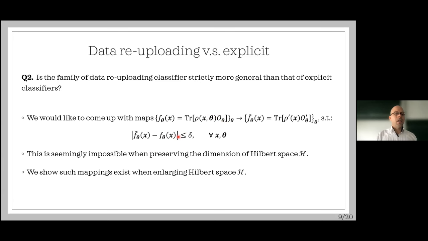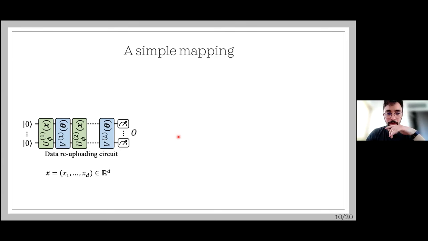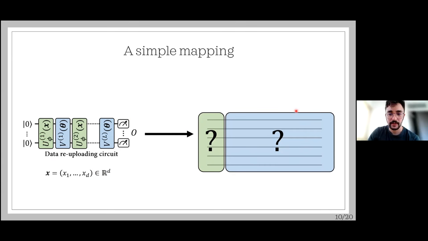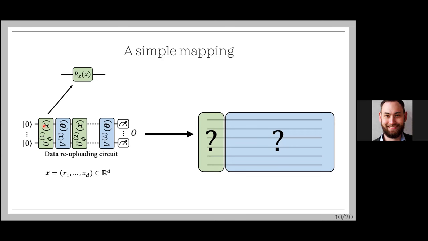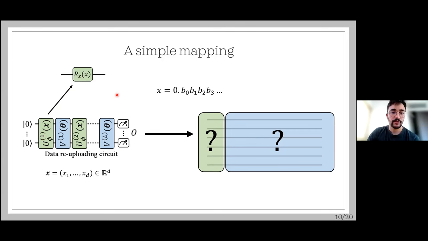As I said, I will start with a very simple mapping that I hope will convey the general idea behind what we try to do here. We start with a data reuploading circuit and we want to express it as an explicit classifier. The first part of the circuit is just encoding data, and the second part is variational processing and measurement. Consider, for instance, that in your encoding circuit the encoding gates are just single qubit rotations, R_θ of x. What you can do is take such an encoding gate, and knowing that your x is normalized in this case, you can just write the binary description of x.